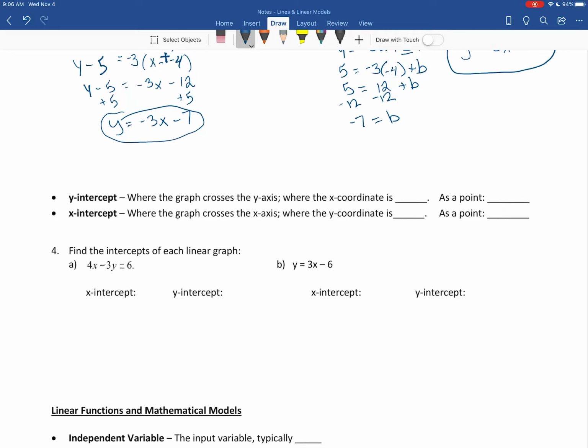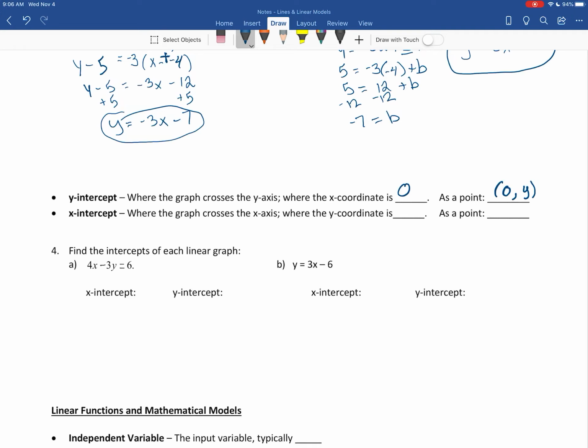Okay, we're going to continue on our notes for lines and linear equations. We're going to remind ourselves what x-intercepts and y-intercepts are. So your y-intercept is where your graph crosses the y-axis. If it's crossing the y-axis, the x-coordinate is 0. So as a point, these look like 0, comma, some y value.